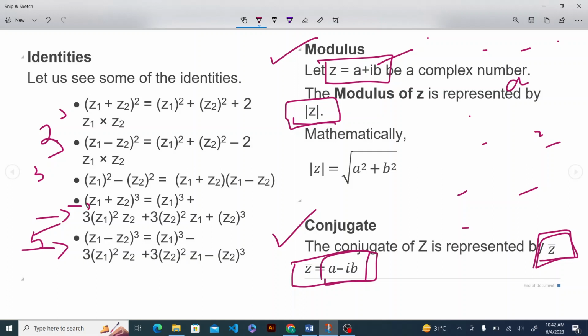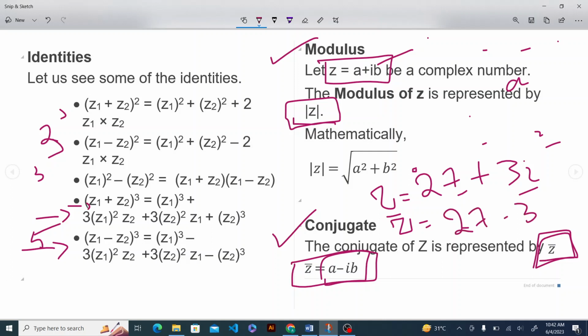If we are given a value 27 plus 3 iota, it is z, and we are asked to calculate its conjugate, then it will be really easy. It will be equal to 27 minus 3 iota. Simple. Okay, so this was today's lecture in which we have seen the identities of complex numbers, then modulus of a complex number, and conjugate of a complex number. So I hope you have got the point and idea of how to calculate modulus and conjugate.